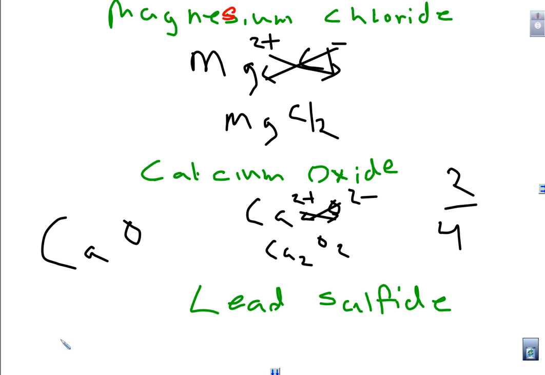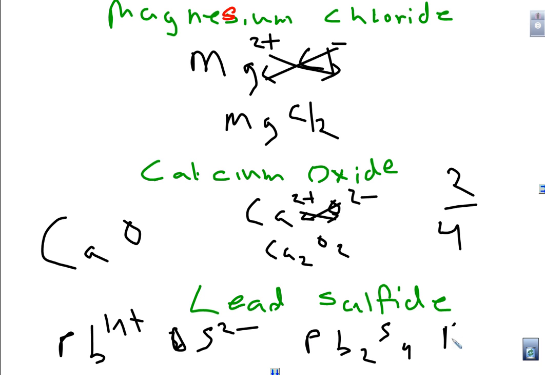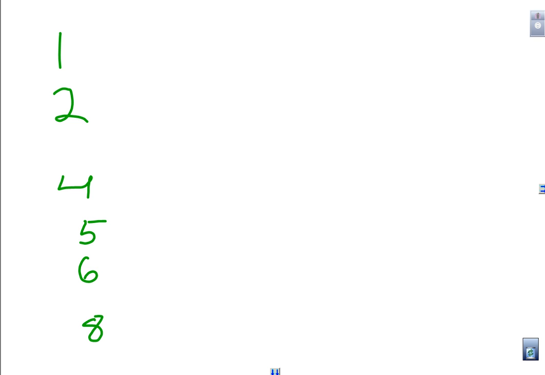Now with lead sulfide, that's Pb4+, and then S2-. So that's Pb2S4. So then it becomes PbS2, because those two reduce. So at this point in class, they would have done those numbers on homework 4, or homework 3, excuse me.